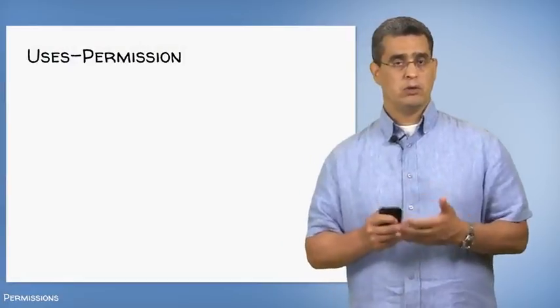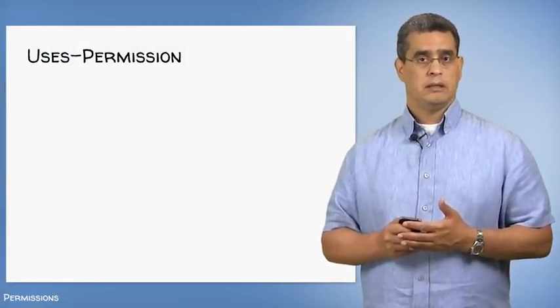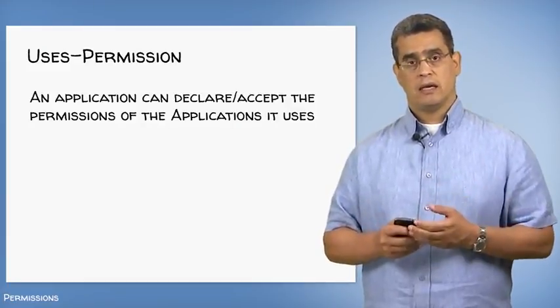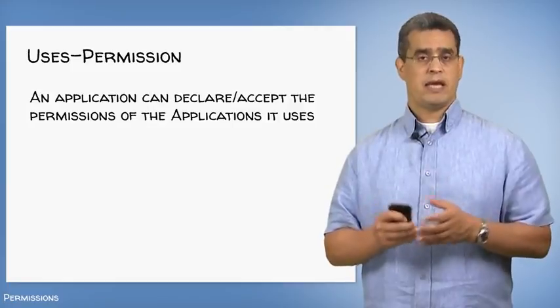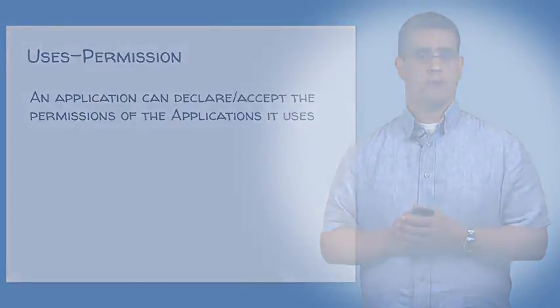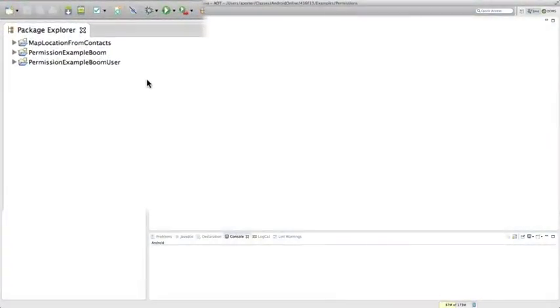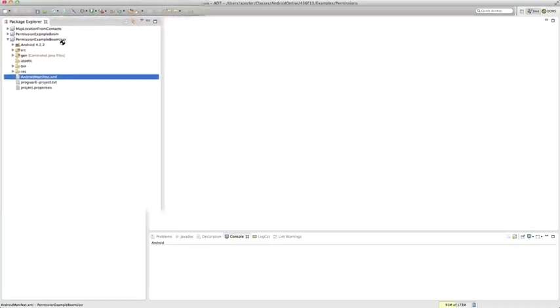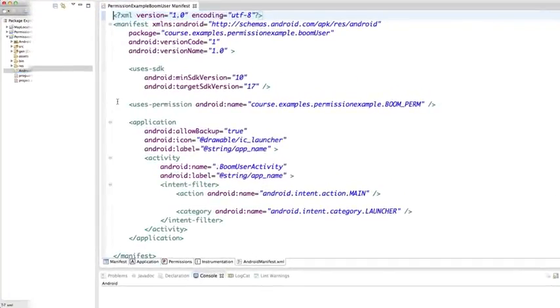So let's fix that problem. Now if Boom User wants to use the Boom application, then it has to first declare that it uses the boom_perm permission. To do that, it will put a uses-permission tag in the AndroidManifest.xml file. Let's see that in the code. So here's the Boom User application code. And now I'll open up its AndroidManifest.xml file. And here you can see the uses-permission tag with a name attribute whose value is the same as the permission that's defined by Permission Example Boom.